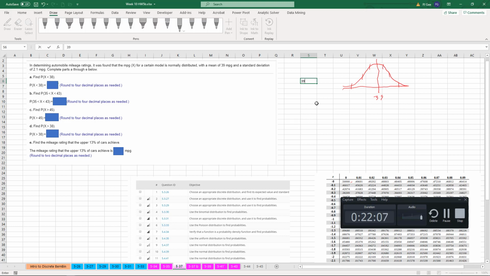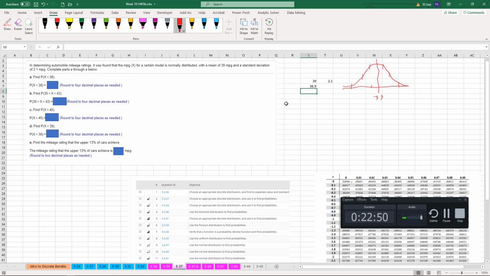So we have 39 is our mean, and we have 2.1 miles per gallon is our standard deviation. Okay, so what are the points on this curve that relate to 2.1 as a standard deviation at -1, 2, and 3? I'm actually going to do this the long way: 39 minus -1 times standard deviation. This way I can speed it up. So 39 minus 2.1 is 36.9. That's the first one, see?